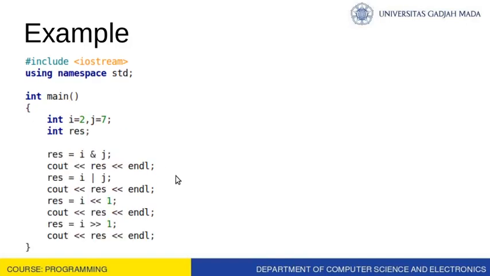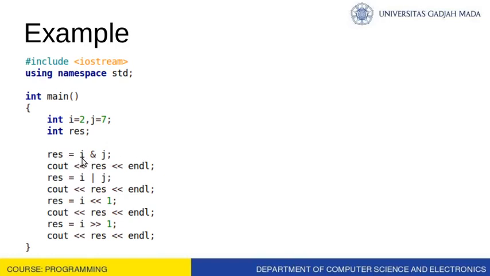This is another example. Suppose you have i equal to 2, j equal to 7. You can try this with your program, with your computer, and with your C++ programming. You can write down the source and try to compile and see the result and what happened there.